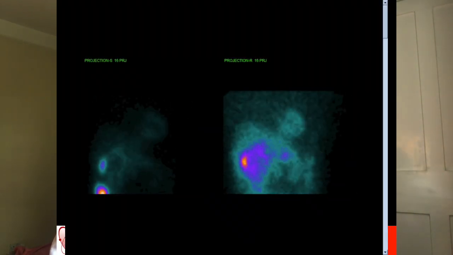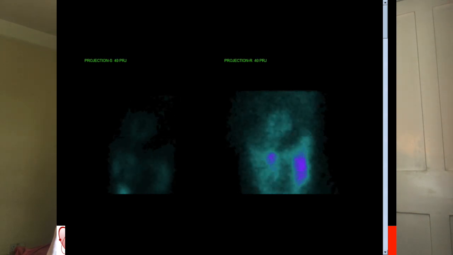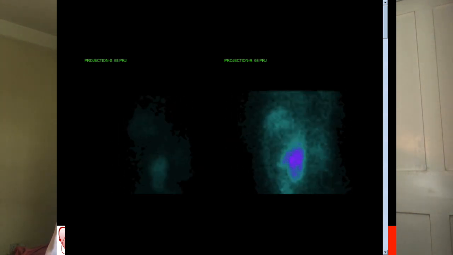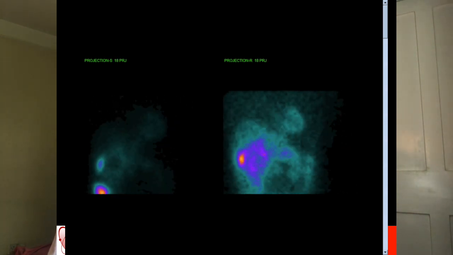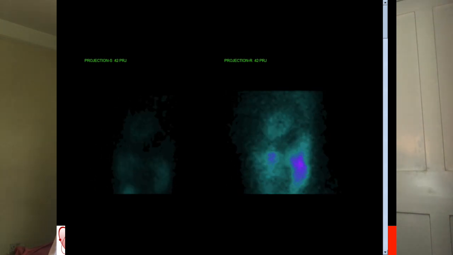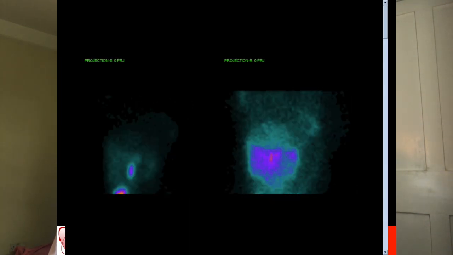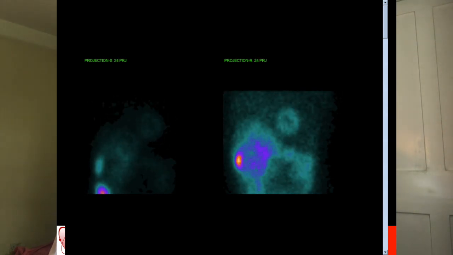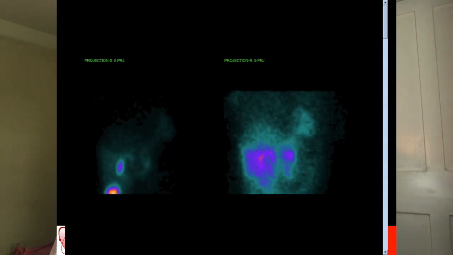So we review the raw data. We have the stress state on the left-hand side and the rest state on the right-hand side. The intensity is scaled off the hottest pixel in the image. So on the stress data, that's actually the gallbladder, at the bottom left, which contains excreted tracer. There's much more hepatic uptake, but also biliary uptake on the rest images on the right-hand side.